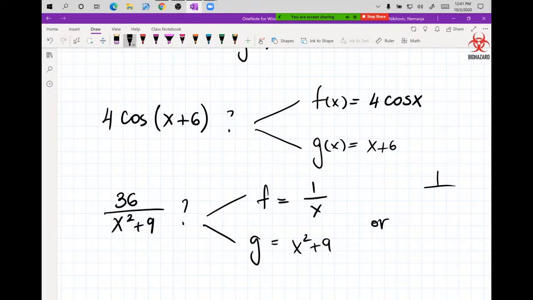So you have 1 over x plus 9 and then x squared. It could work, but this is still a composite function, because that one could be written as 1 over x and then x plus 9 and then x squared again. So that will just make more mess. So I would just go with the first one right here.